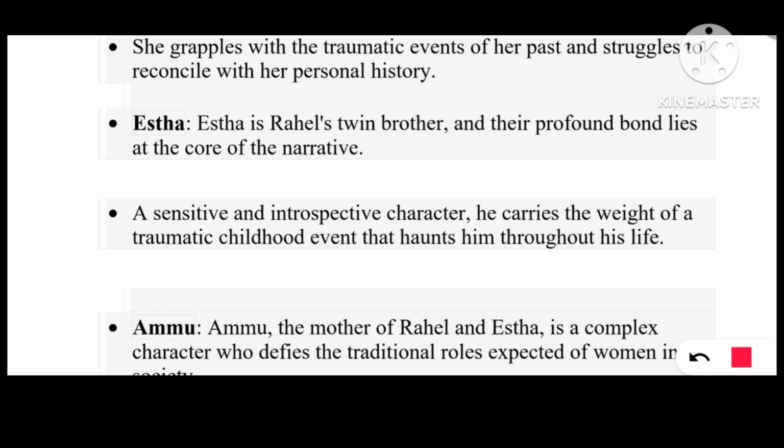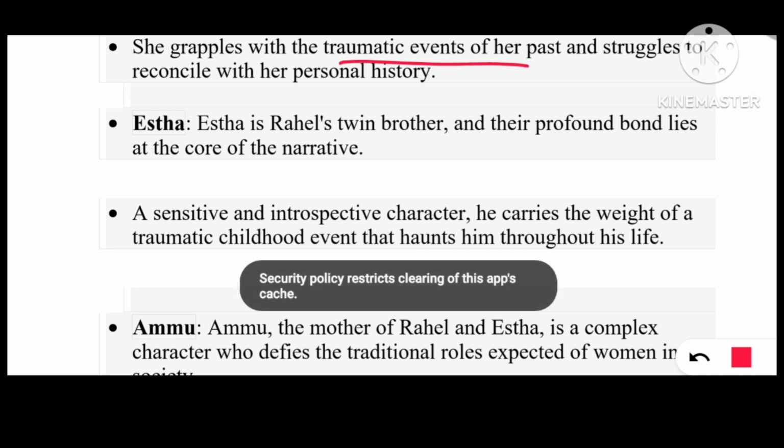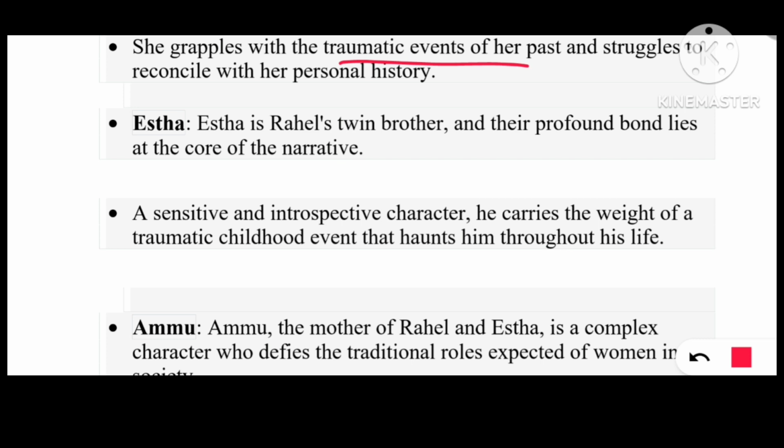She grapples with the traumatic events of her past and struggles to reconcile with her personal history. There are so many things which happened, and these incidences had shattered her, and now she was in search of some solace. Therefore, Estha was in support of Rahel, and because of this understanding between each other, they came close to each other too.